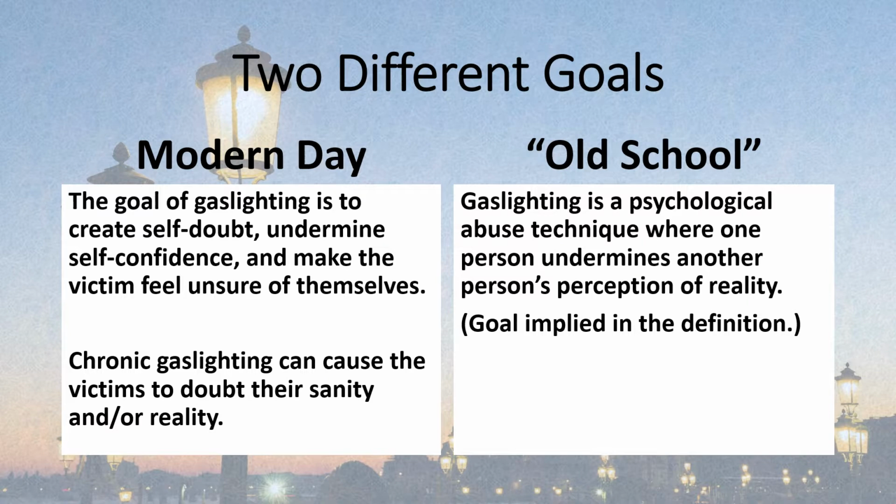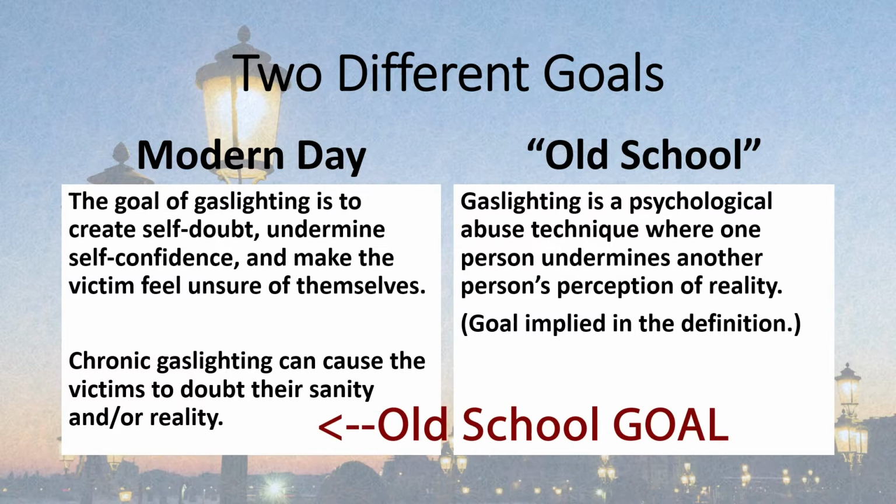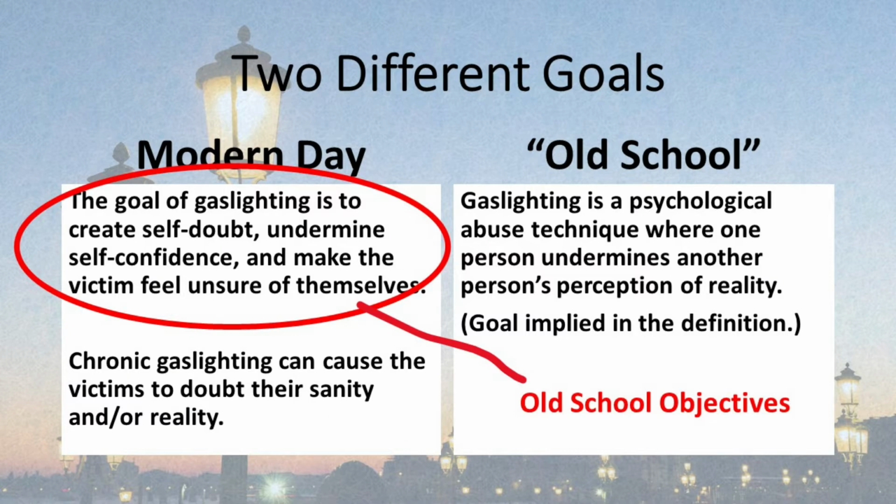So what's interesting here is that modern day gaslighting kind of just stops at the self-confidence level and the self-doubt level. But then they go on to say that chronic gaslighting can cause victims to doubt their sanity and or reality. In the old school version, that is the goal. The chronic gaslighting and doubting your sanity and reality, that is the goal. So in order to achieve that goal, you have to take steps to reach it. And I would argue that what modern day gaslighting considers to be the goals of gaslighting, I would consider those to be the objectives of old school gaslighting. One of the most common things that people misunderstand is the difference between goals and objectives. So I'll give you an example.